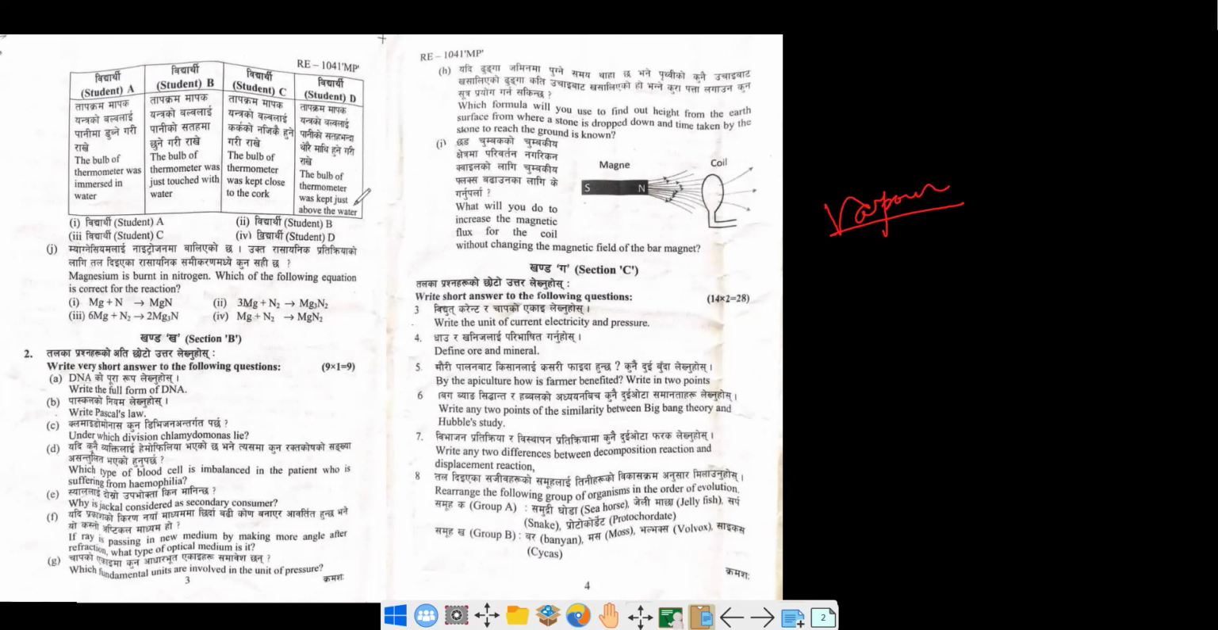The bulb of the thermometer just kept. Okay, suppose this is something bigger and it is producing vapor, so we have to put the bulb of thermometer in here, so that the actual temperature of this vapor will be measured by this thermometer. That's why the correct answer is going to be so simple.